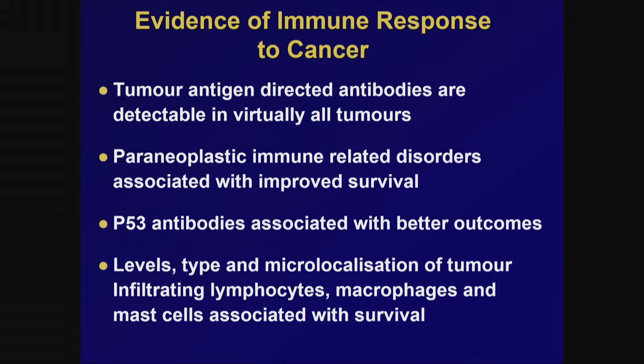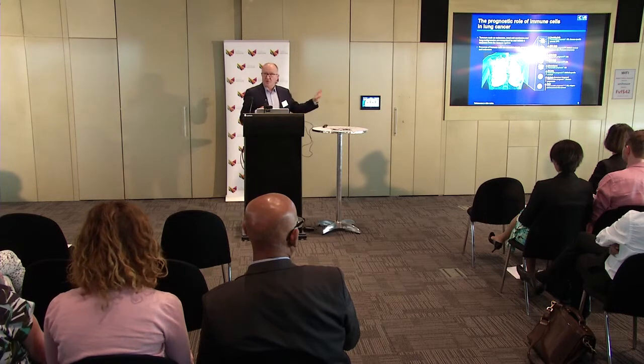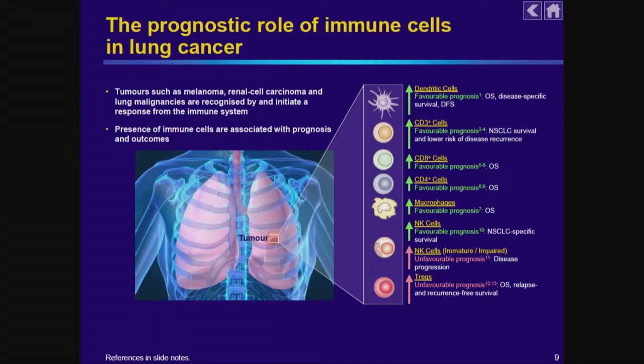P53 antibodies are associated with a better outcome in small cell lung cancer. And finally, the levels, type, and microlocalization of tumour-infiltrating lymphocytes, macrophages, and mast cells are associated with outcome in resected tumours. So are there immune-driven tumours in non-small cell lung cancer? There is some evidence that you can get spontaneous tumour regression. It's very rare, but it has been reported, more commonly seen in things like melanoma and renal cell cancer. But when you look at the prognostic role, I don't expect you to read these, you can look at these afterwards, but if you look at the prognostic role of infiltrating cells in lung cancer, for example, many types of infiltration are associated with outcome, some with a good prognosis and some with a poor prognosis.